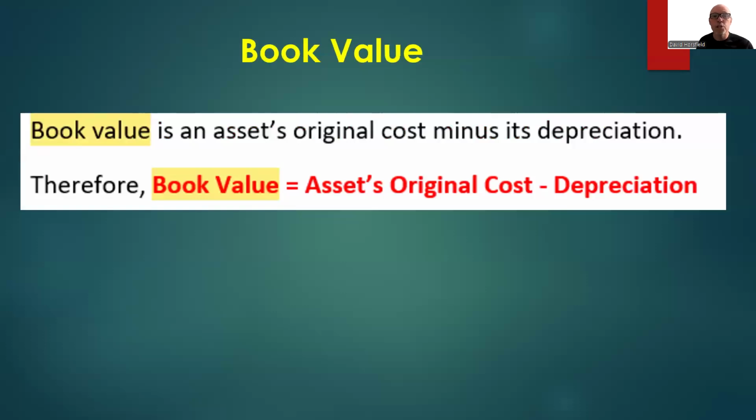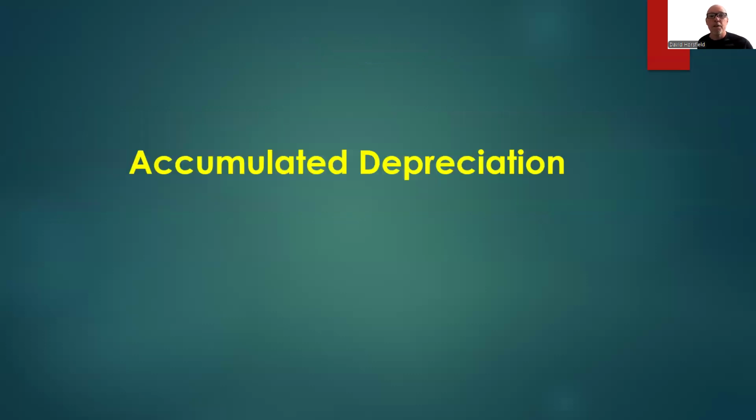Now, depreciation is going to happen over an extended period of time. So as more depreciation happens, book value is going to change over a period of time. Important point. We're going to see how this works when the time comes for us to start working these numbers into a worksheet. The concept of accumulated depreciation.